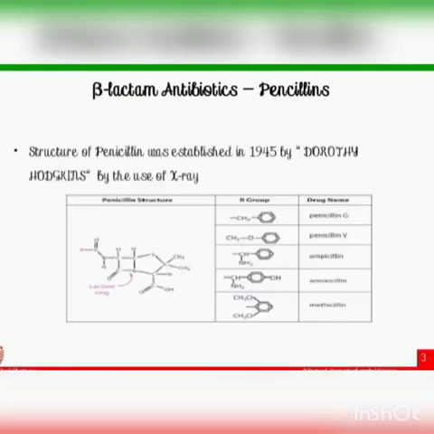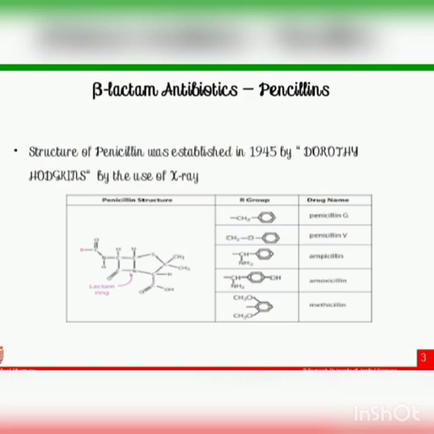Now, the structure of penicillin was established in 1945 by Dorothy Hodgkin by the use of X-ray. Now on the screen we can see some structures of penicillins with their R group and drug name. First one is penicillin G, in which a benzyl group is attached to the structure.